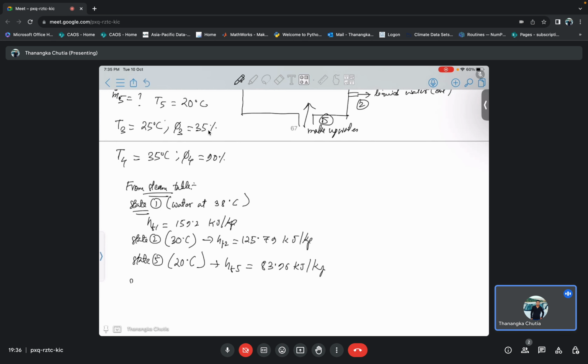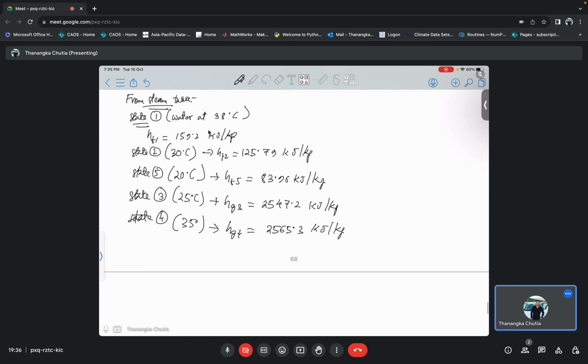Next state 3, 25 degrees Celsius, hg3 is equal to 2547.2 kilojoule per kg. And state 4, that is 35 degrees Celsius, hg4 is equal to 2565.3 kilojoule per kg.